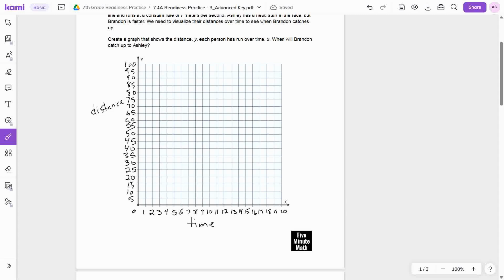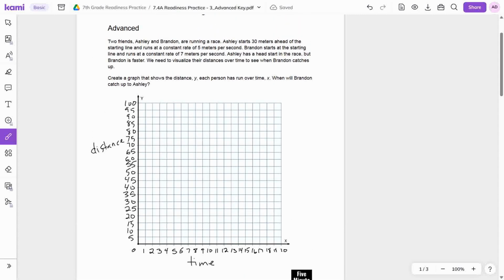All right, so now let's start with Ashley. So Ashley starts 30 meters ahead of the starting line, which is not fair, but maybe Ashley needs a head start. So at 0 seconds, I'm going to make Ashley this purple right here. At 0 seconds, Ashley is already 30 meters ahead. Okay? Runs at a constant rate of 5 meters per second. So at 1 second, she's 5 meters. At 2 seconds, she's another 5 meters.